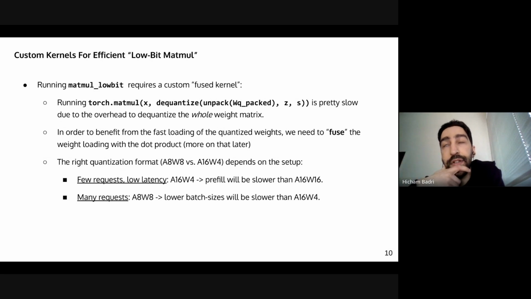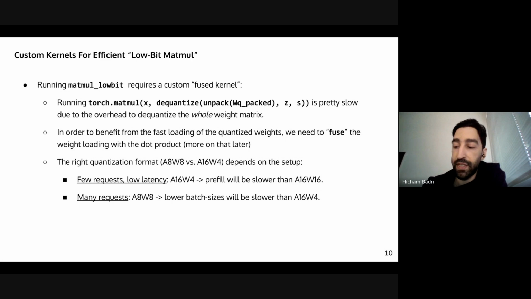And the answer is basically, it depends. So quantizing the weights to 4 bits doesn't necessarily mean it's the best way of doing things. In some situations it could actually run slower. So these are two typical situations to serve LLMs.